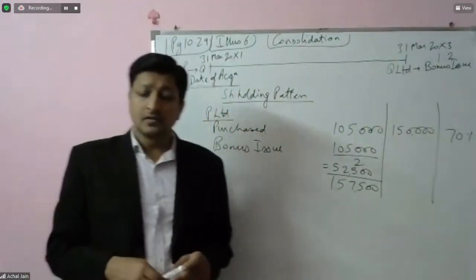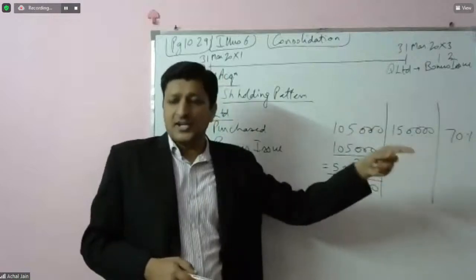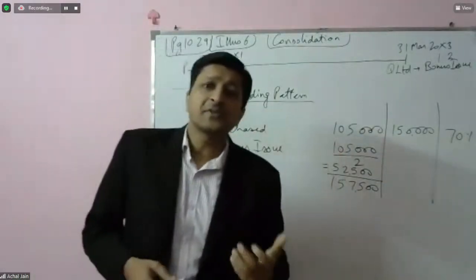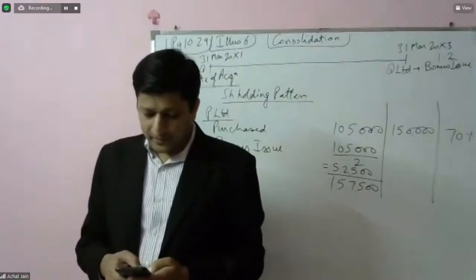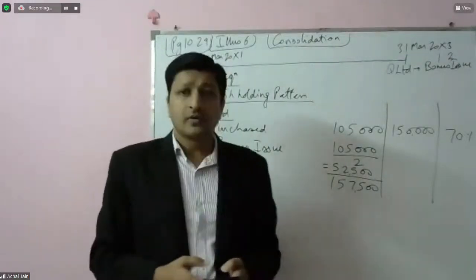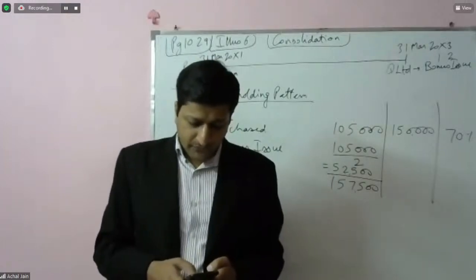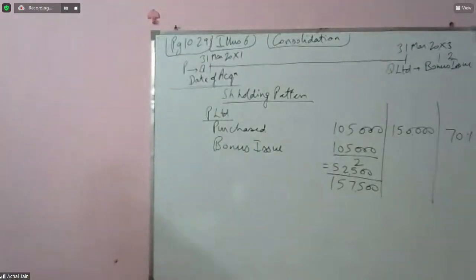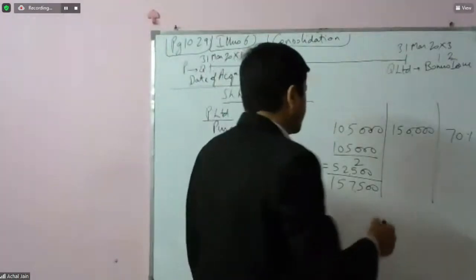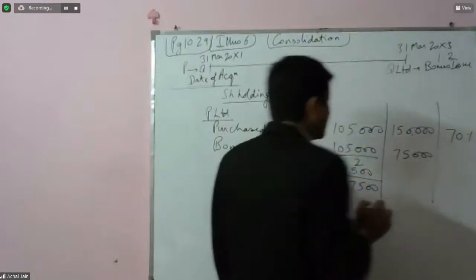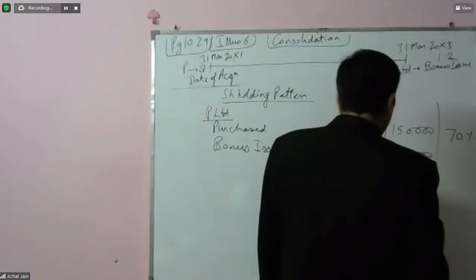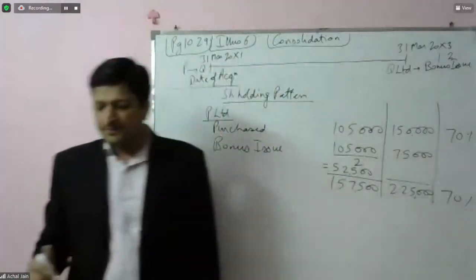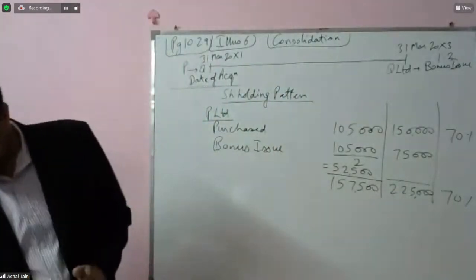But the capital of Q will also change now, because Q will also get 50% more shares. So now 1,57,500 as a proportion of 2,25,000, what do you get? 70%. Why? Because it's the same proportion. There again, the bonus issue will be 75,000, and the total number of shares will be 2,25,000. So this percentage remains the same. It has not changed.